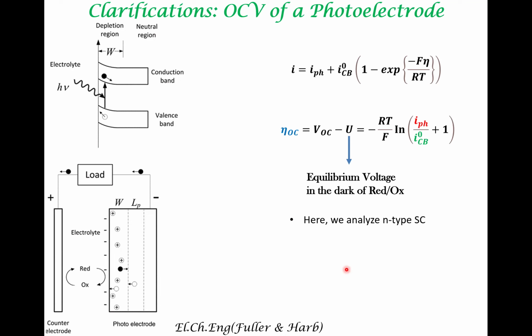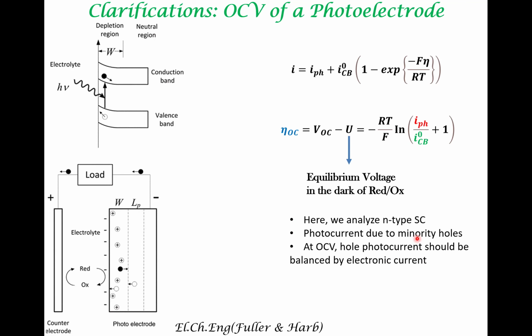So at OCV, the net current is zero. We had derived all these things. Let's try to interpret this slightly further. In this analysis, we are analyzing an N-type semiconductor, right? So the photocurrent is due to minority hole current. At OCV, hole current should be balanced by electronic current. So that is the condition for open circuit voltage, right?